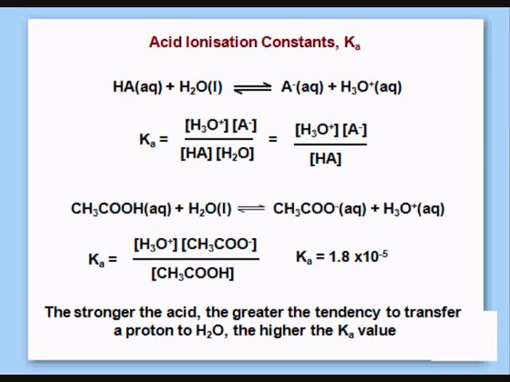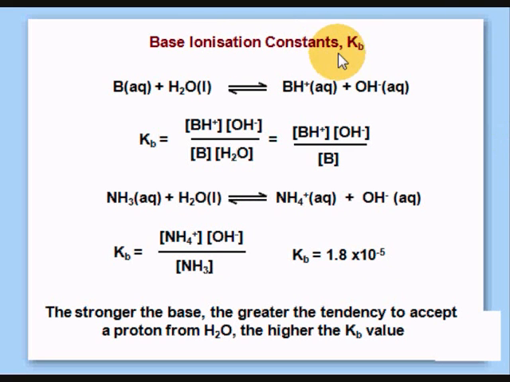So this time for base ionization constant Kb, we've got another reversible reaction. We've got our reactants on the lower line and the products on the upper line. Strike off the H2O as per usual, have your concentrations in square brackets, and then take an example of a reversible reaction. In this case we have ammonia with H2O, and our Kb, our constant for ionization for a base, is written like this, and we get a value of 1.8 again by 10 to the minus 5.